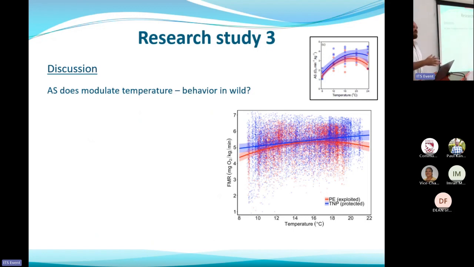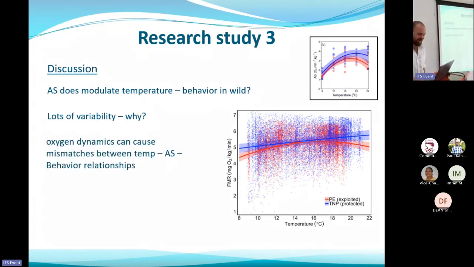Three years earlier, we caught these fish in a lab and measured this predictor of activity with temperature, and then later went and recorded behavior with temperature in the wild, and they matched each other, which is awesome. But again, lots of variability. You'll see in the data points.